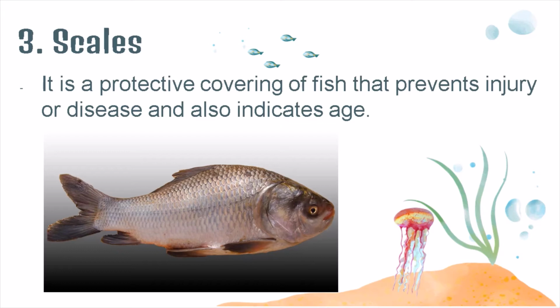Scales. These are protective covering of fish that prevents injury or disease and also indicates age. It protects the fish from its environment. They overlap like shingles on a roof so that the skin of the fish is not exposed. Most fish get extra protection from a layer of slime that covers their scales. This slime helps them move through the water better and keep pests off the fish skin.